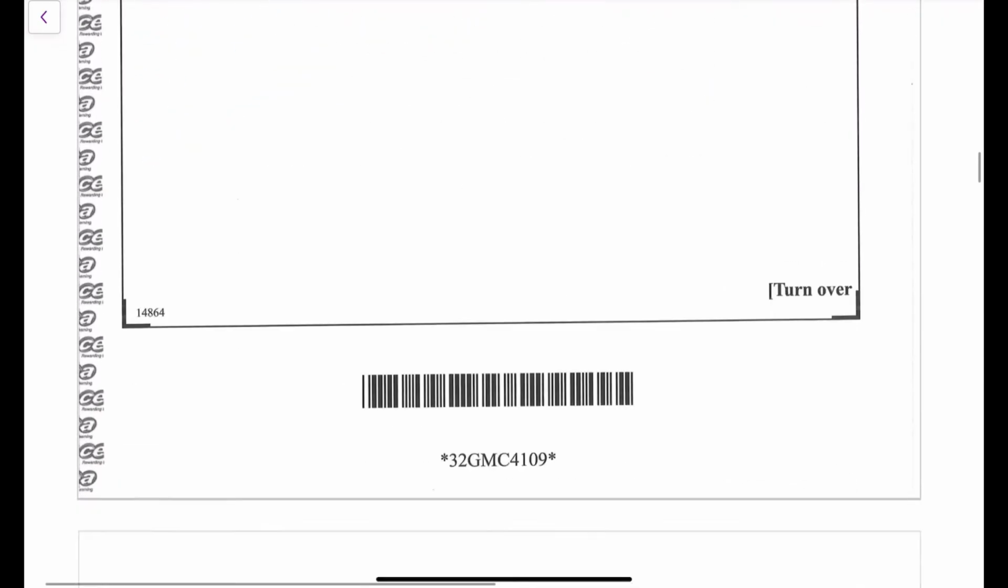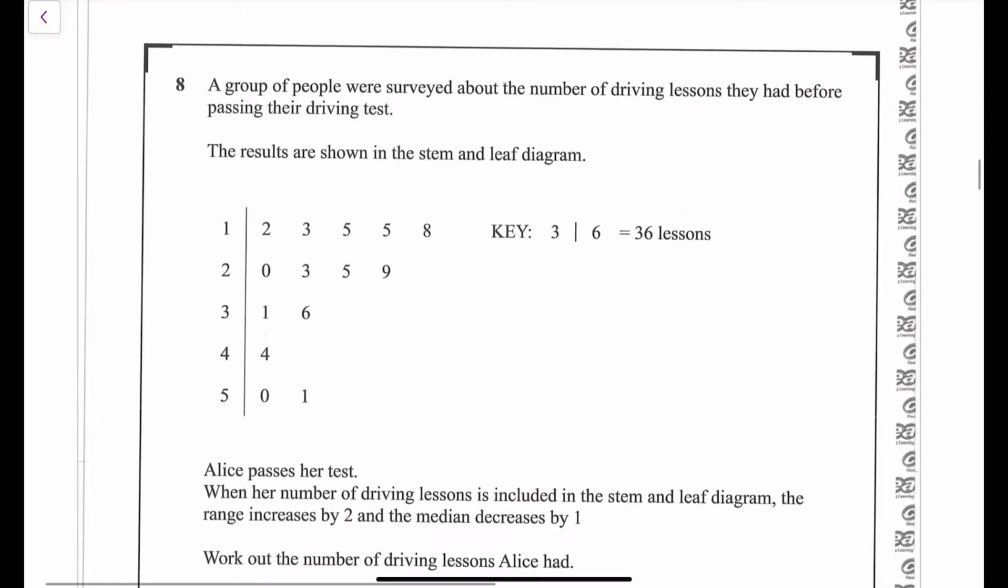Okay, next one. Tricky enough question, this one. It says, a group of people were surveyed about the number of driving lessons they had before passing their driving test. The results are shown in the stem and leaf diagram. So you can see the key here is 3/6 means 36 lessons. It tells you Alice passed her test. When her number of driving lessons is included in the stem and leaf diagram, the range increases by 2. So her value makes the range increase. That means her value is either less than 12 or greater than 51. That's what we get from the range increasing.